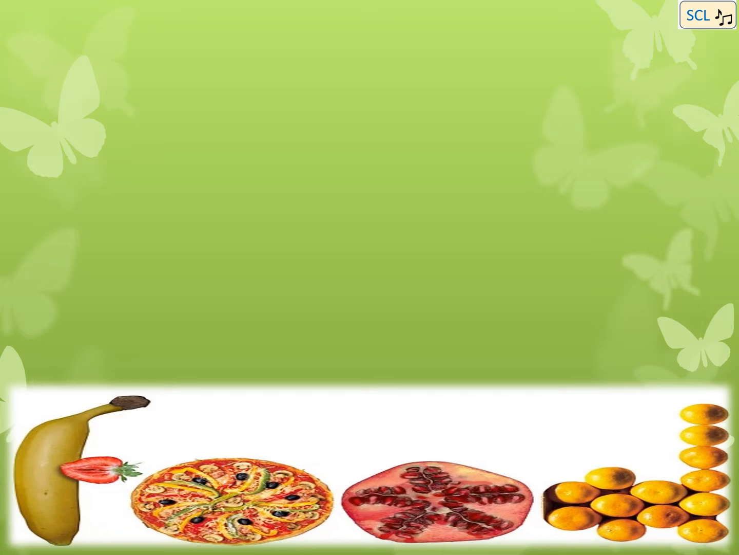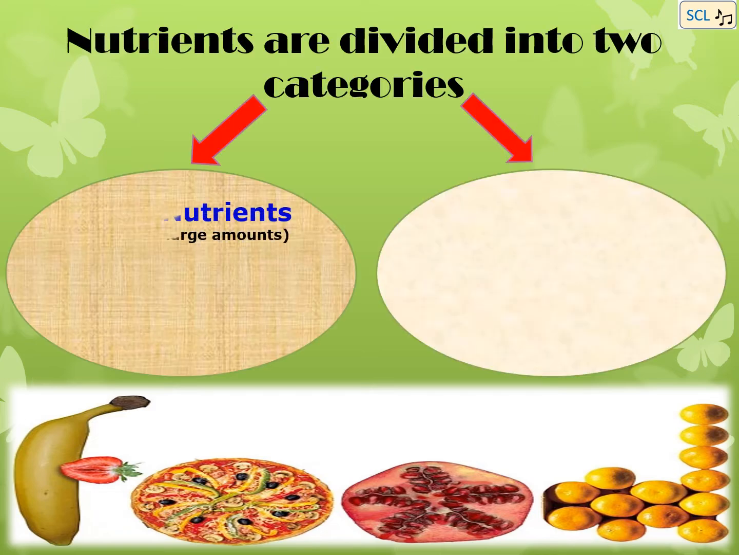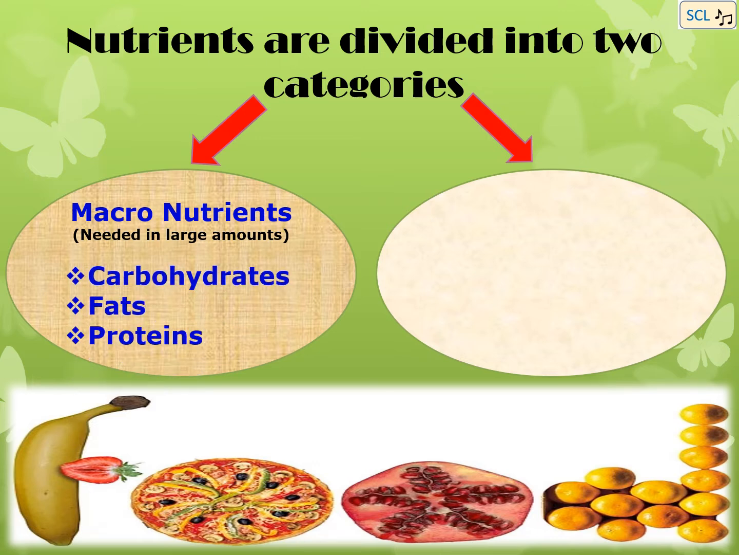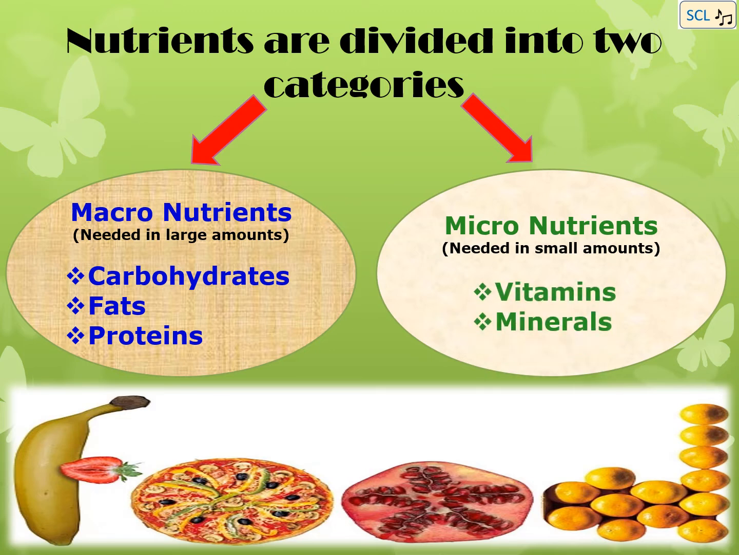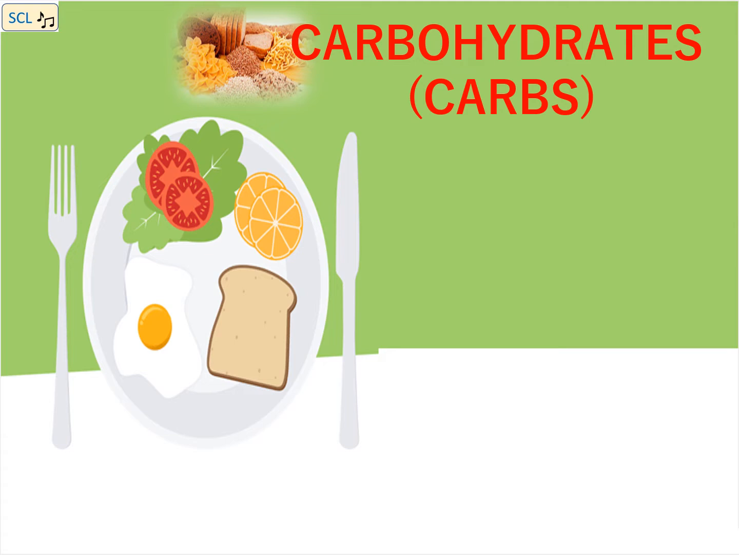We can divide these components or nutrients into two categories. Macronutrients that include carbohydrates, fats and proteins as they are most essential for our growth. Micronutrients include the vitamins and minerals. These are needed in small amounts but they are also essential for our development. Let us know their importance in detail.